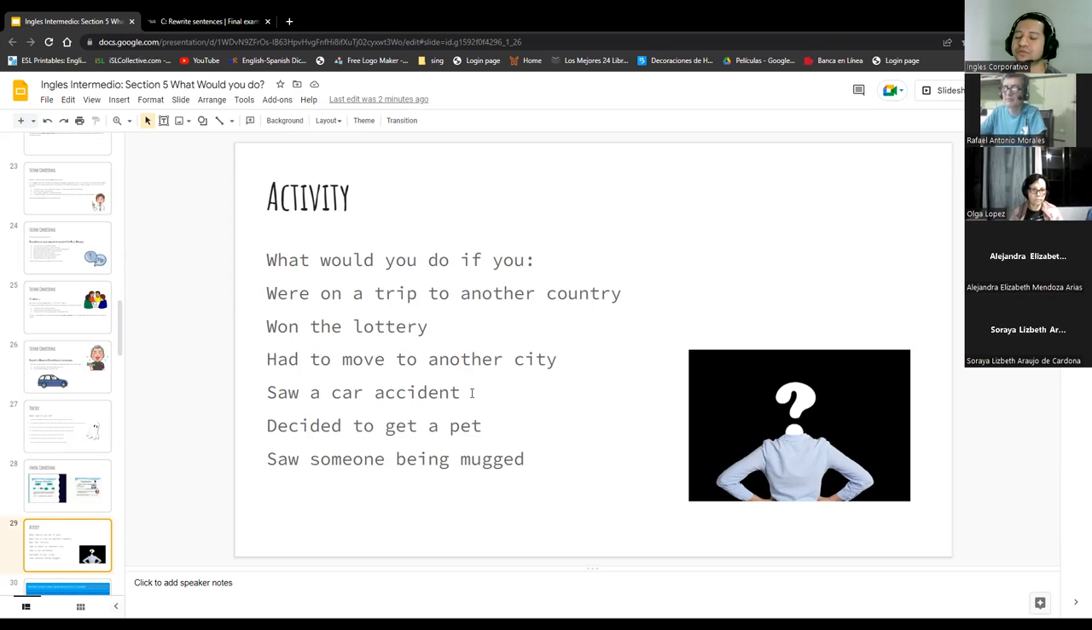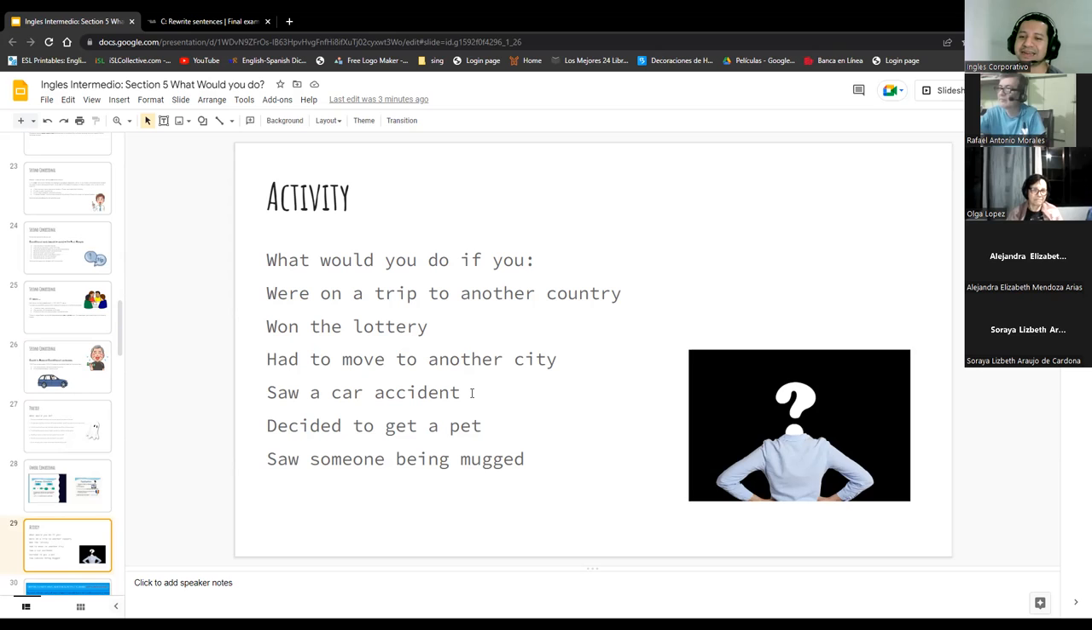What would you do if you have to move to another city? What would you do if you saw a car accident? What would you do if you decided to get a pet? And what would you do if you saw someone being mugged? For example, what would you do if you saw a car accident? ¿Qué harían ustedes si vieran un accidente de auto, automovilístico? Call the 911. Call the 911, right? You will call the 911, or you will take pictures, right, or video, because that's very popular nowadays.